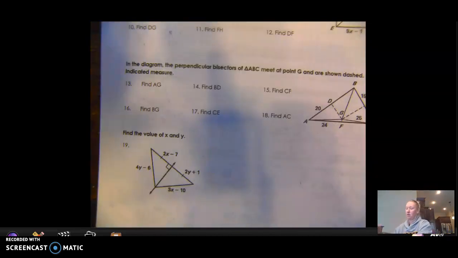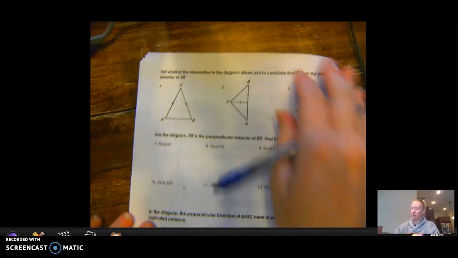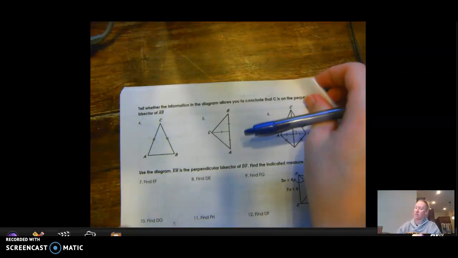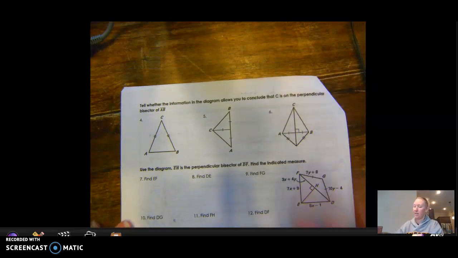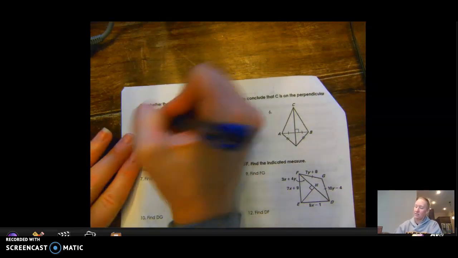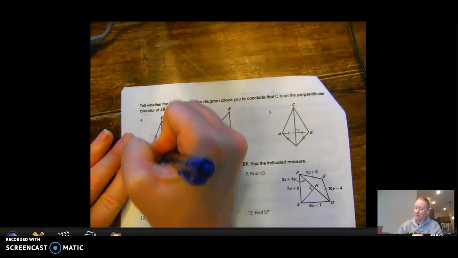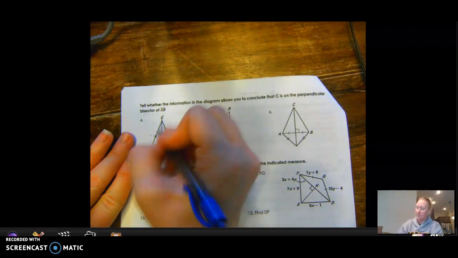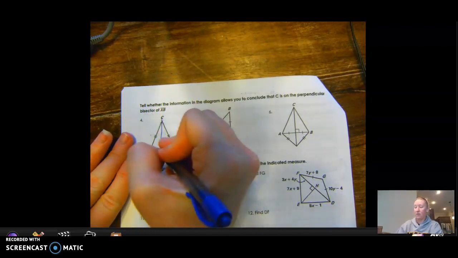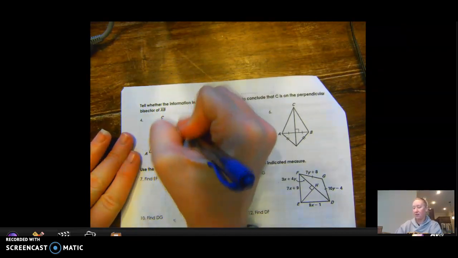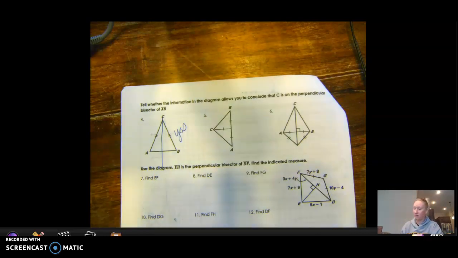All right, next page. Tell whether the information in the diagram allows you to conclude that C is on a perpendicular bisector. So this one would be, if I were to draw a line down, and that's not the best line, this guy is equal to this guy. Therefore, it would be on the perpendicular bisector by the converse of the theorem.